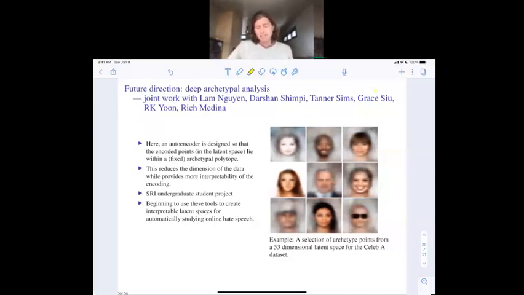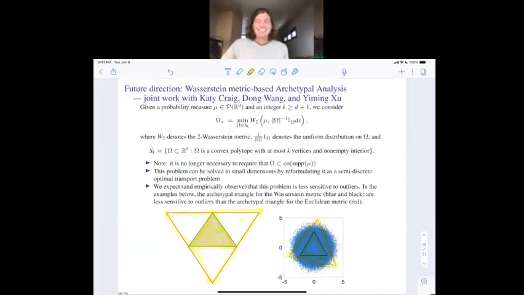automatically detecting online hate speech. So he's an expert on online hate speech, and he has these data sets where white supremacists post all kinds of hate speech. And so the dream is to be able to automatically find patterns in these posts. And so we use NLP tools to embed each post. And then we use archetypal analysis to try to develop latent spaces that, well, you can identify really extreme language. So I think this is a fun project and future direction as well.